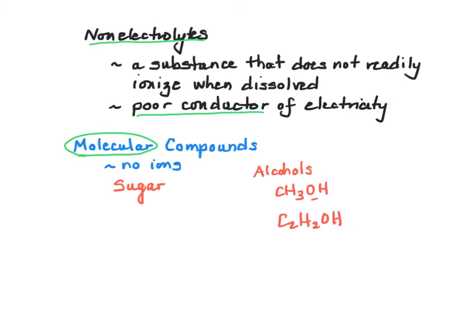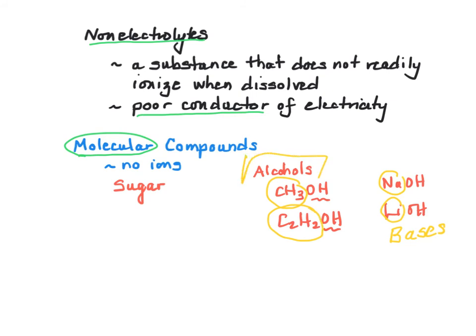Okay, they end in OH, but the difference between an alcohol and a base is the first part. Okay, sodium hydroxide, lithium hydroxide. When the first part is a metal, these are bases, okay? When the first part is a bunch of hydrogens and carbons, these are alcohols. So you'll need to be able to distinguish between those when you're trying to figure out between strong electrolytes and non-electrolytes.